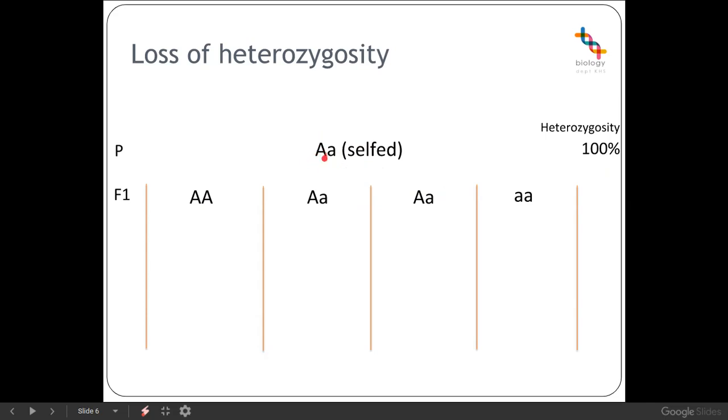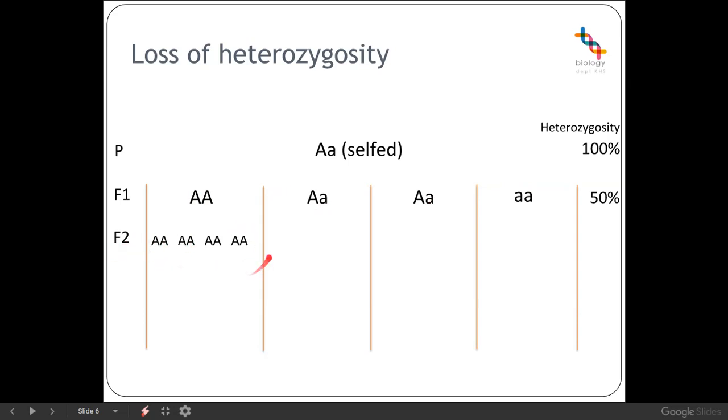So crossing that with that would result in these 4 genotypes produced. So that's reduced our heterozygosity from 100% down to 50%. Now again, if we're going to take all of the individuals in our F1 generation and cross them with themselves, so they're going to self-pollinate again, that one is going to cross with the same genotype, this one will cross with the same genotype, and so on. So that would lead us to giving an F2 generation.